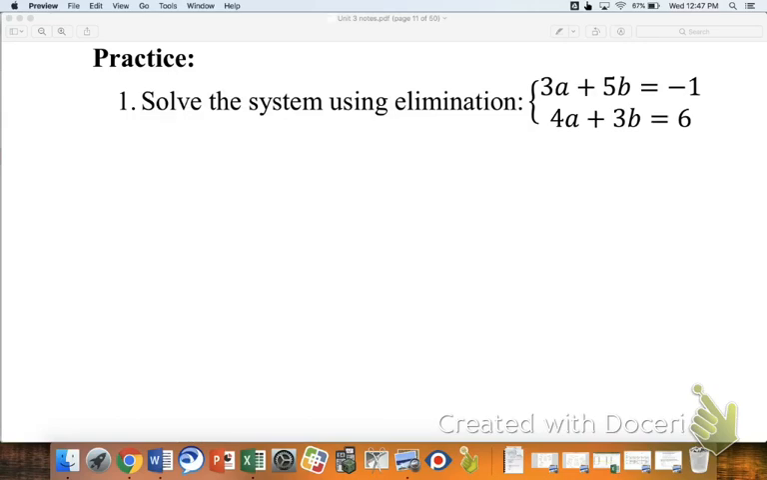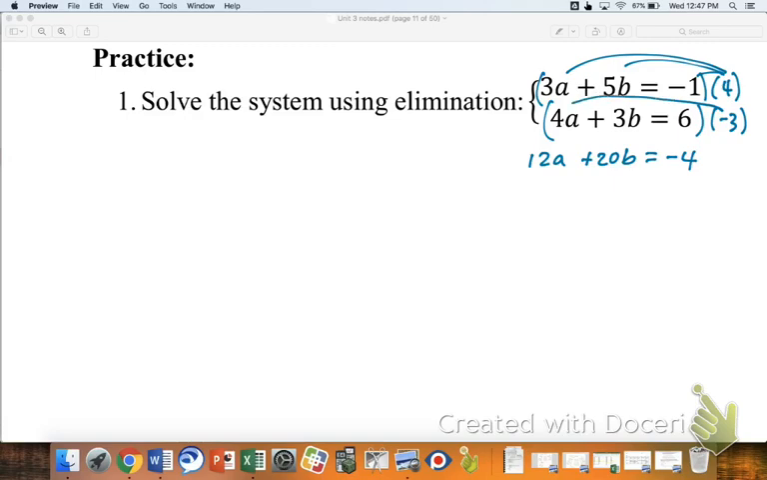So I'm going to go back to what I did at the start with this one. I'm going to multiply the top equation by 4 and the bottom equation by negative 3. Be really careful that when you multiply, you distribute it to all the parts of the equation, not just some of the parts or just one of the sides. So this 4 gets multiplied in times all of these. That gives me 12a plus 20b equals negative 4. And if I distribute that negative 3, that's going to give me negative 12a minus 9b equals negative 18.